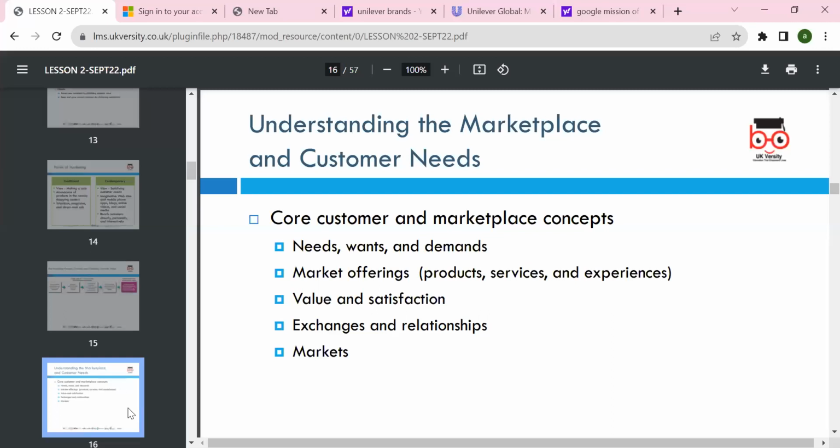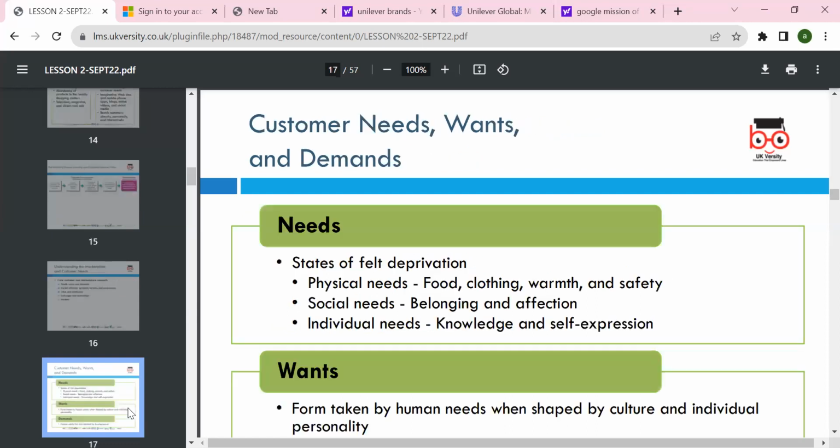Okay, understand the marketplace and the customer needs. So care about the customer and the marketplace needs, wants, and demand. Needs is what you can't sustain without. Want is more than the needs, and demand is when you have purchasing power, then it becomes a demand. Otherwise, it's not a demand. Market offering: products, services, and experience, value, satisfaction, exchange, and relationship, and market.